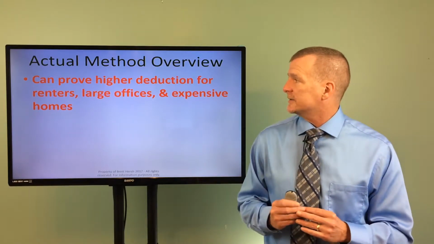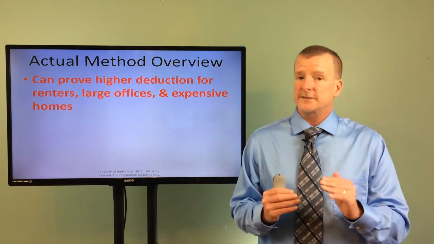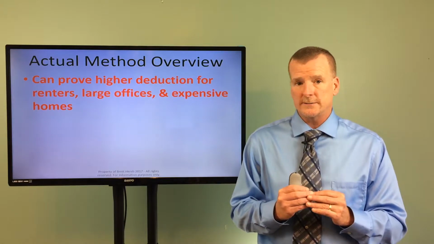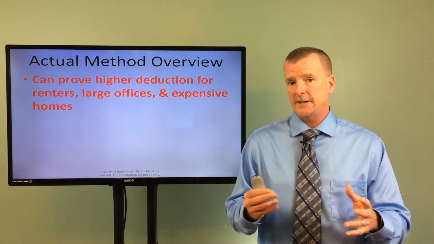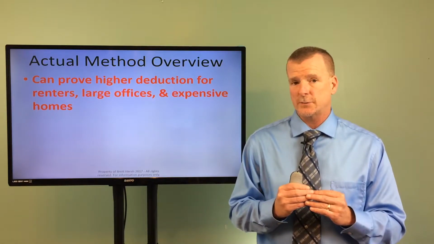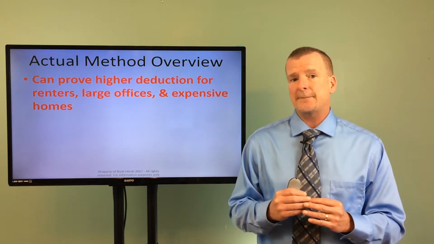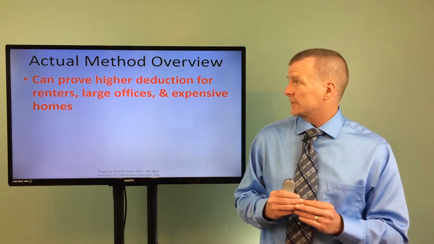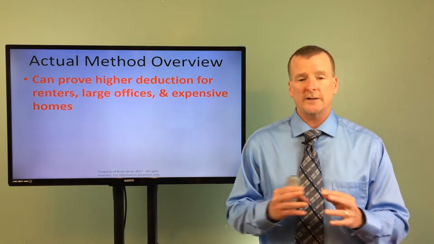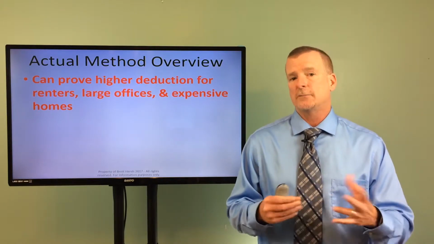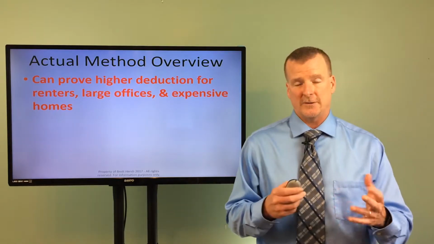You can prove a higher deduction if you're a renter. This could be really good for you, particularly if you have a 3-bedroom apartment or a 3-bedroom house. Apartment might be a little better based on square footage, but you can literally take that percentage of your rent. If it's a third of the square footage, you can take a third of your rent every month and write that off. We'll discuss how to calculate that here in a little bit.